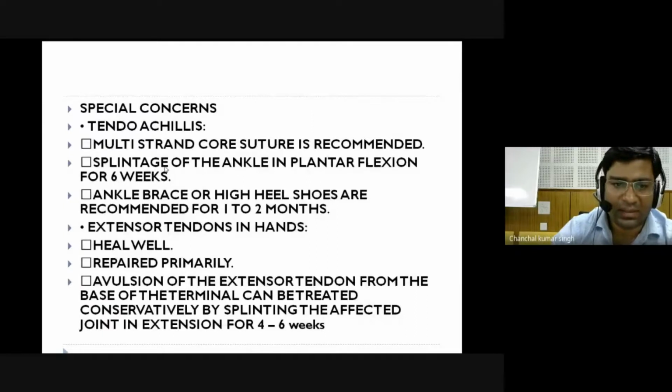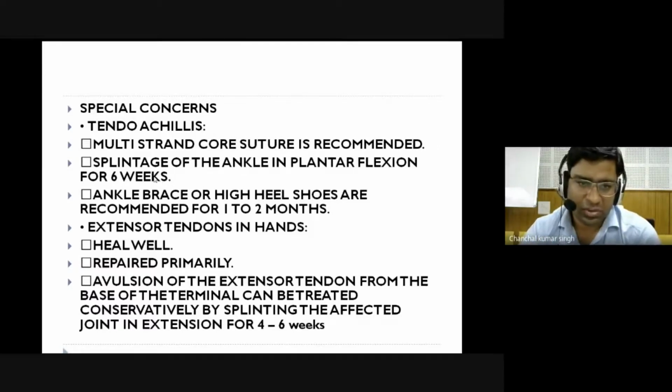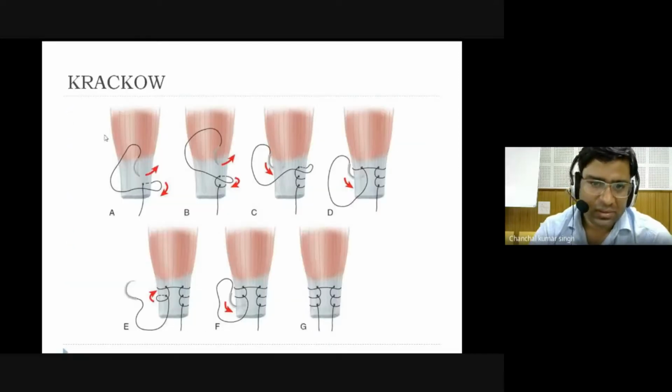So basically, if you go on to tendo Achilles, post-repair splintage is required for 6 weeks initially, and can be for a longer time. You may have to use an ankle foot orthosis for around 6 months at times, depending on the strength you achieve post repair and by physiotherapy. So this will deal with hand injury. These are the various techniques.